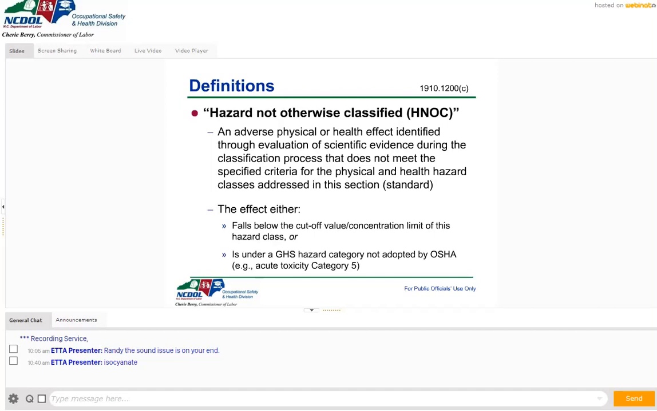Okay, now here's my favorite. This is what I call the junk drawer. And you won't see junk drawer in the standard. That's just my slang term for HNOC. The manufacturer of the chemical classified this chemical, or tried to. They said it just doesn't fit in any of these classes, so we're going to put it in the HNOC classification. It's dangerous, but it doesn't fit with the others.